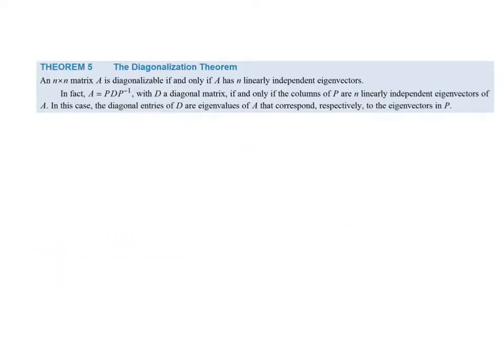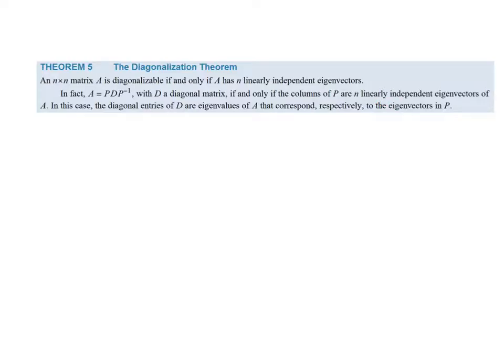Next up, we're introduced to a proof called the diagonalization theorem. An n by n matrix A is diagonalizable if and only if A has n linearly independent eigenvectors. So that's how we know if our matrix A is diagonalizable, if it is similar to some diagonal matrix. And then the second part is even more significant. In fact, A equals PDP inverse with diagonal matrix D, if and only if the columns of P are the n linearly independent eigenvectors of A.